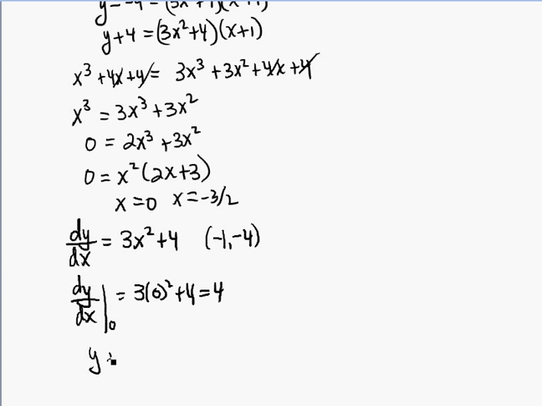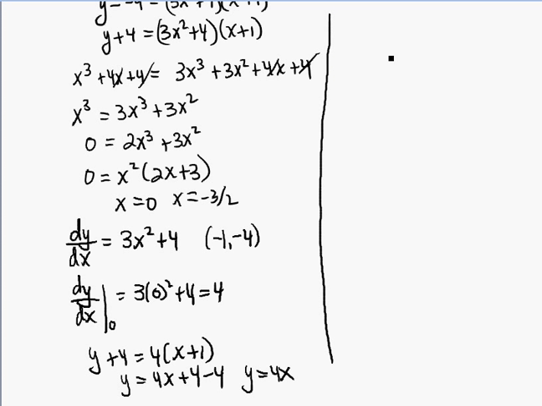So I have y plus 4 equals 4 times x plus 1. I get y equals 4x plus 4 minus 4, which gives me y equals 4x. So that's the equation of my first tangent line. My second tangent line, I need to determine the derivative at -3/2, because -3/2 is on the curve. So I get 3 times -3/2 squared plus 4, courtesy of my calculator, is equal to 43/4.